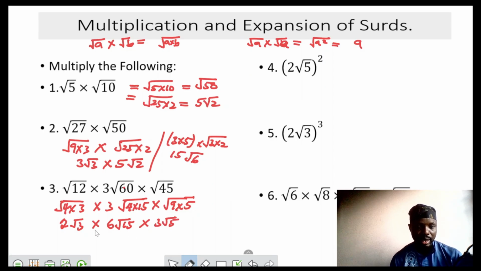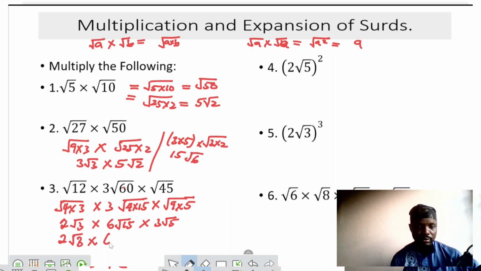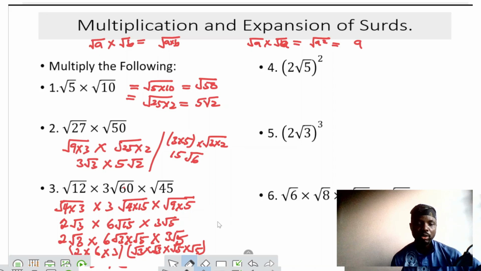But this root 15, I can split it into 3 times 5. This one will give me 5 roots, because there are 2 pairs of numbers, times root 5. So which is 36 times 3 root 15 times root 5. If I collect the whole numbers together, 2 times 6 gives me 12. Then collect the roots together. This one I have root 3, I have another root 3 here. That's that. I have root 5 here, and for this there's 2 root 5. So you can see that there is a pair of root 5.